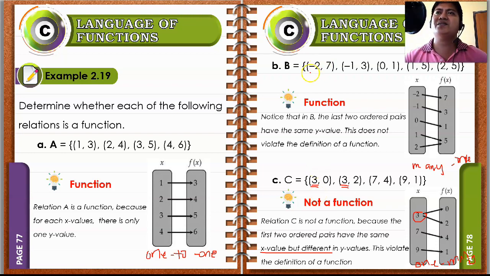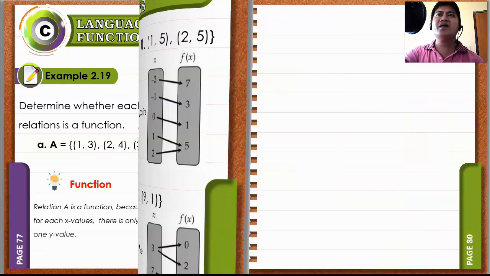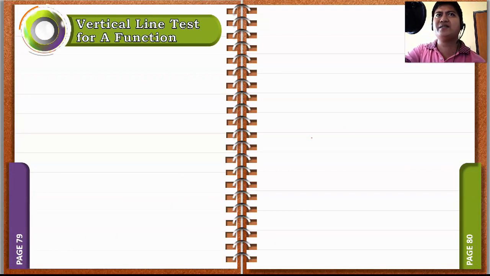Take note in this example: negative 2, negative 1, 0, 1, and 5. So they are exactly one. Yes, no first elements are the same, so that is a function. Another way of finding a function is using the vertical line test for a function.